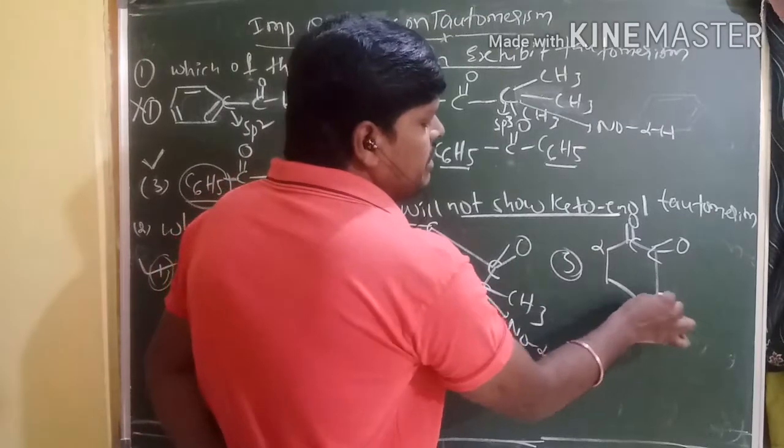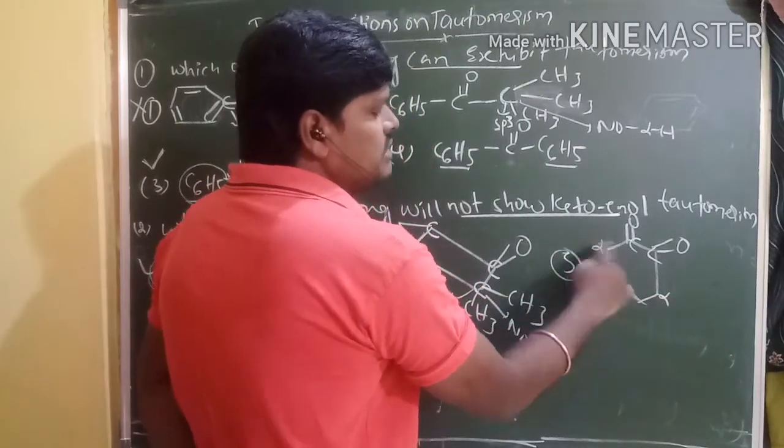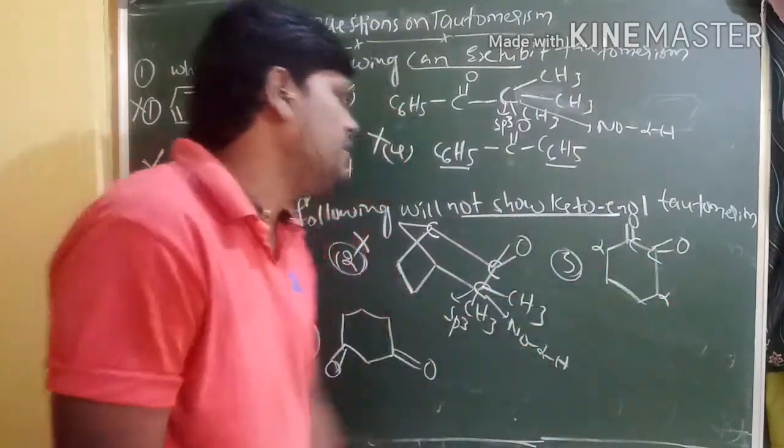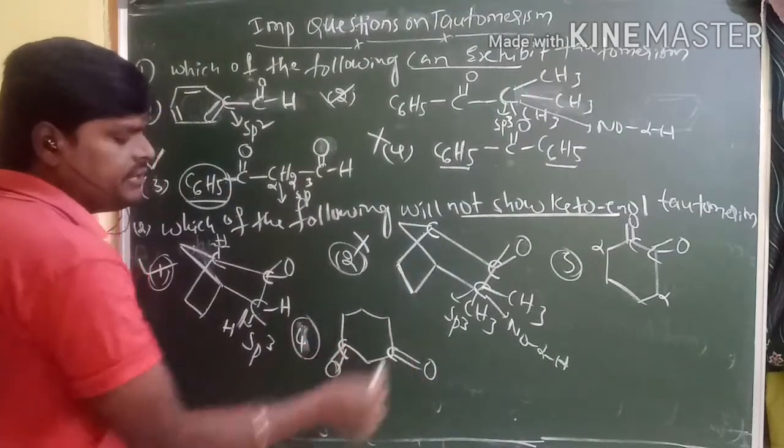It is also an alpha carbon, and it is a saturated carbon. So that's why it is possible, and it is involved in keto-enol tautomerism. Of course, the fourth option also has diketones here.